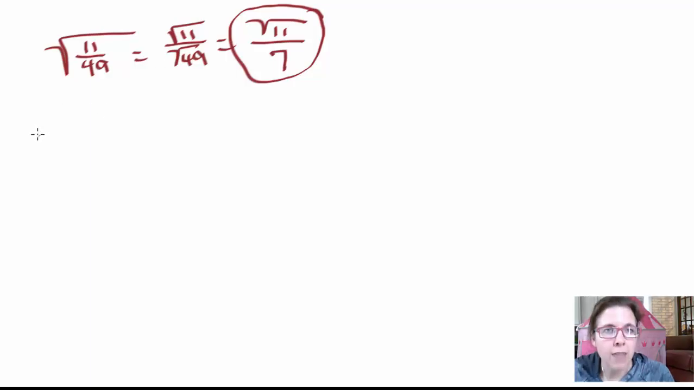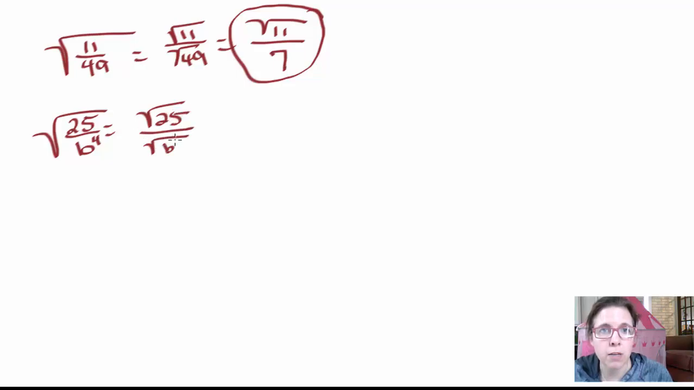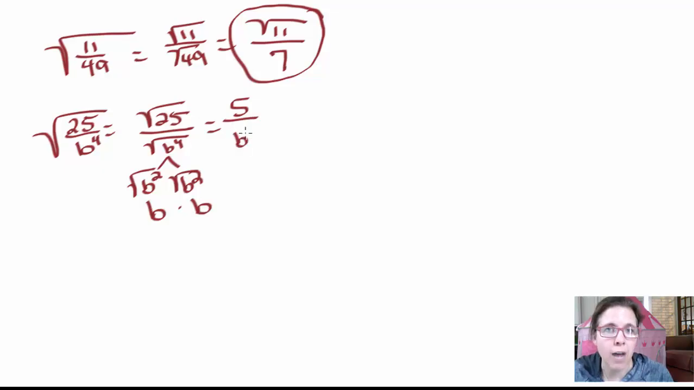So what if we had the square root of 25 over b to the fourth? Well, then you do the square root of 25 over the square root of b to the fourth. So this would become 5, and b to the fourth, remember, is the same as the square root of b squared times the square root of b squared, which both of those are b's. So you would have 5 over b squared.